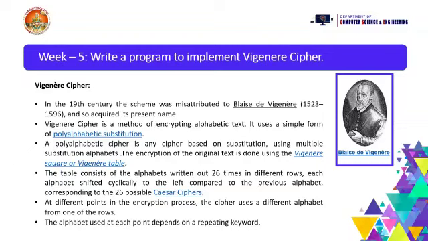The table consists of the alphabet written out 26 times in different rows. Each alphabet is shifted cyclically to the left compared to the previous alphabet, corresponding to the 26 possible Caesar ciphers. At different points in the encryption process, the cipher uses different alphabets from one of the rows. The alphabet used at each point depends on the repeating keyword.